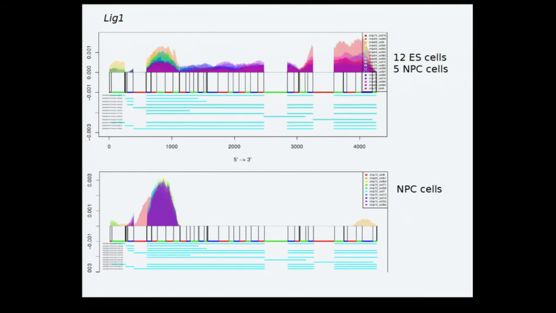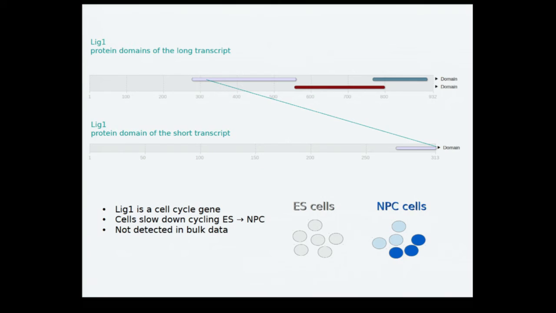So I go to check the protein domains. Now for the long transcript, it has 3 important domains, and for the short one, we see that this is only like TL 330, which corresponds to only this point here. So the short transcript basically lost all of this, and it's kept only this. So it looks like there's a change in function too. And then we further check what this gene is doing. So then we found that Lig1 is actually a cell cycle gene.